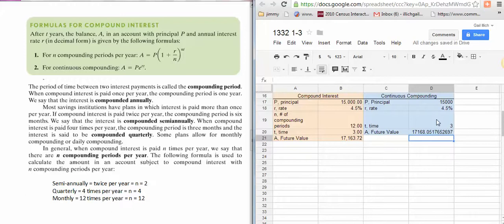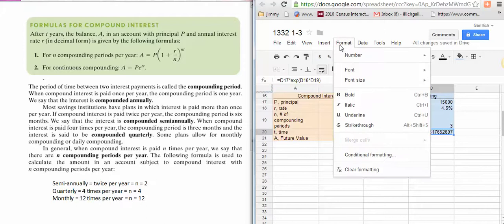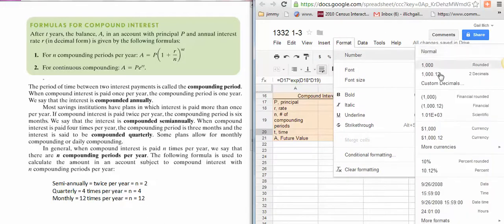And so it does it. And then I wish that this was rounded just to 2 decimal places. So I'm going to come up to format and then number, and then come down here and do 2 decimals.